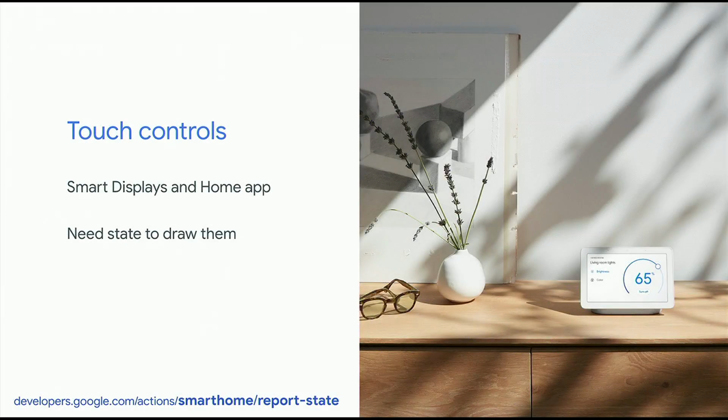And the state data in Home Graph is ephemeral. So why does Google need this? And the answer is touch controls. We have smart displays and the Google Home app that have graphical controls for your devices. And basically, to be able to draw that control, we need to know what the state is so that we can draw it appropriately. And the report state API gives us the state that we need to be able to draw accurate and responsive controls.